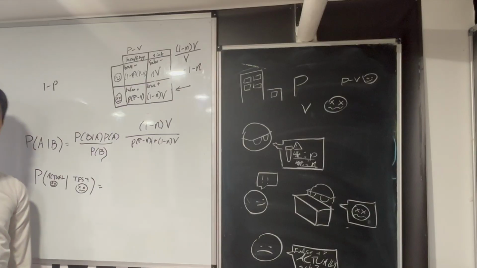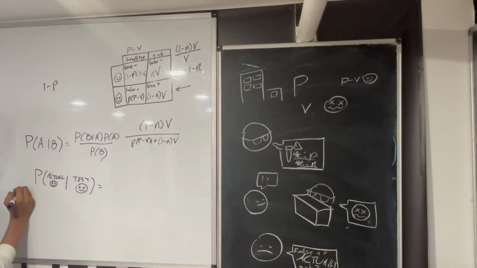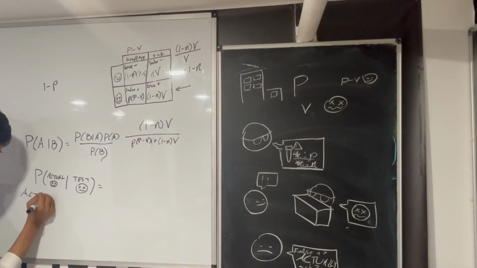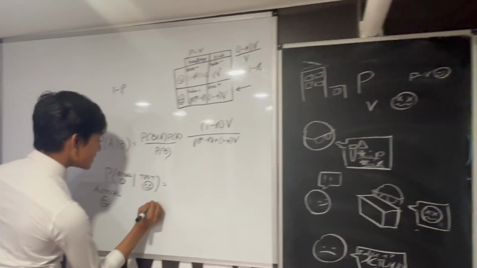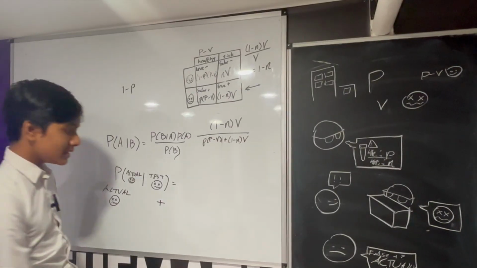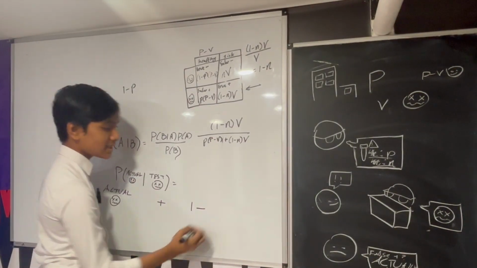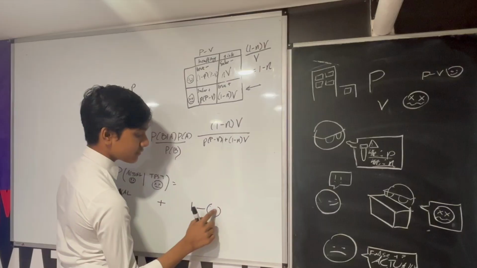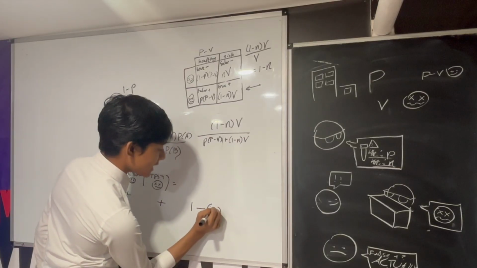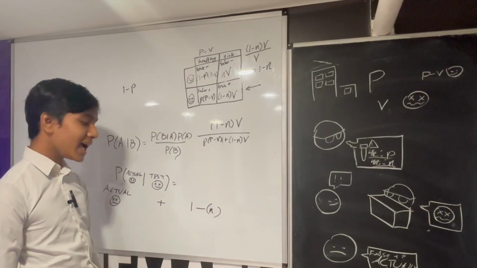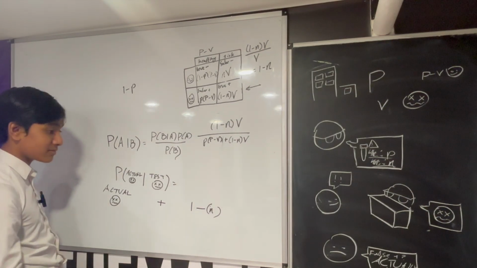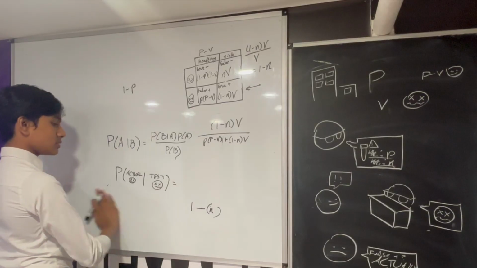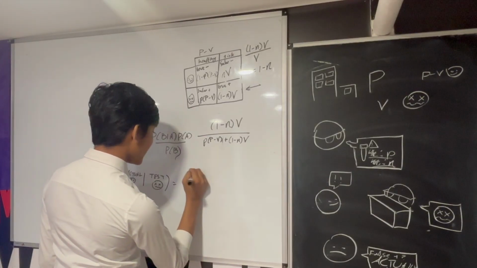Because, think about it. If you were actually sick, the probability that the test comes back positive is the same probability as 1 minus the chance that it comes out as a false negative. And the chance that it comes out as a false negative is n, which means that this is the chance of it coming out as a true positive. So that means this is going to be 1 minus n.